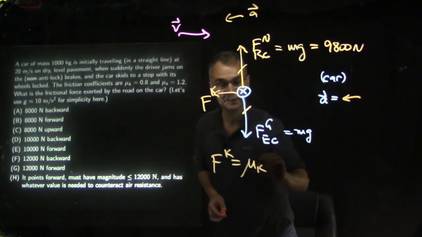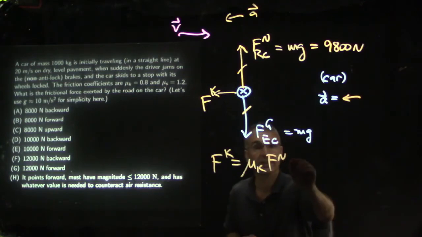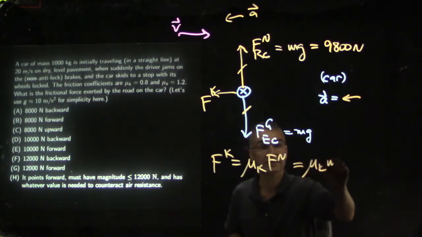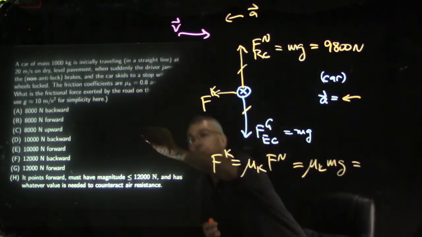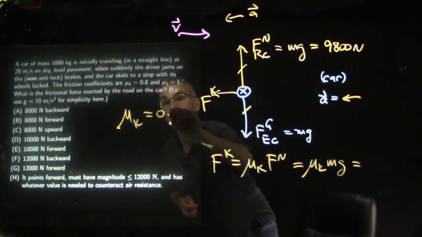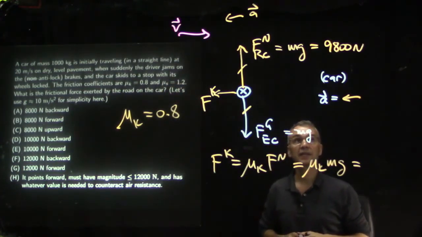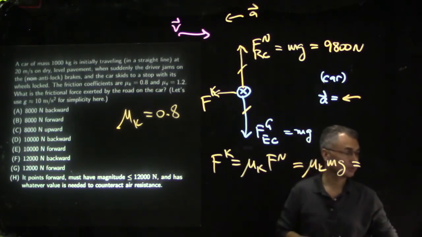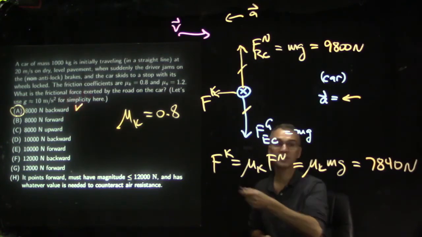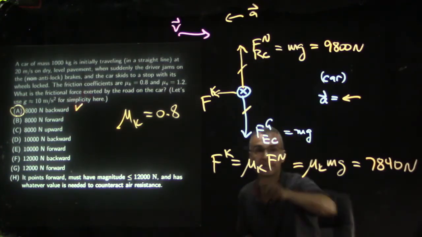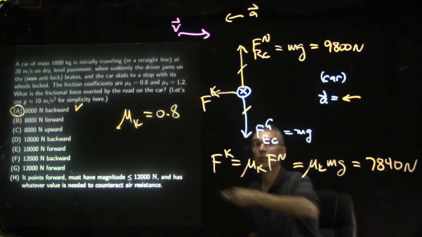If the car is going to accelerate this way, then we have F kinetic, and F kinetic equals mu kinetic times F normal, and F normal is mg. So that equals mu kinetic mg, and mu kinetic is 0.8. So F kinetic is about 8,000 newtons, a little bit smaller. So the frictional force exerted by the road on the car is kinetic friction, which equals mu kinetic times the normal force. That's just about 8,000 newtons pointing backward.